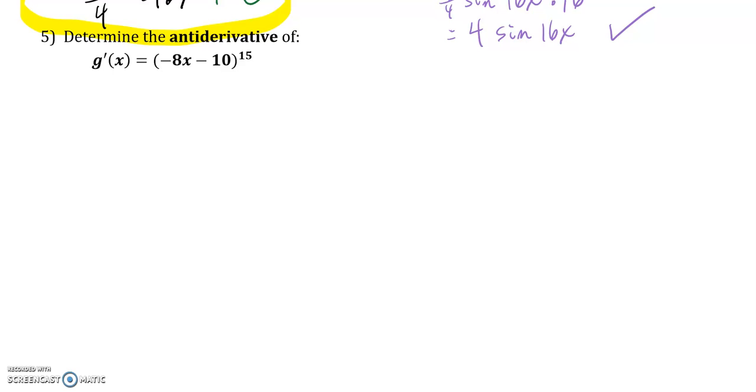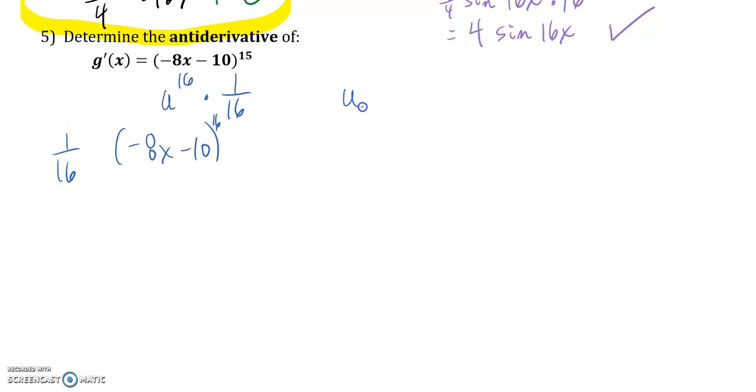On to the last, which is essentially something to the 15th. To work backwards, this now needs to become to the 16th, and to counteract that, I need to get in there a times 1/16. So I put the u piece back now, and I'm going to have -8x minus 10 to the 16th, and again times 1/16.